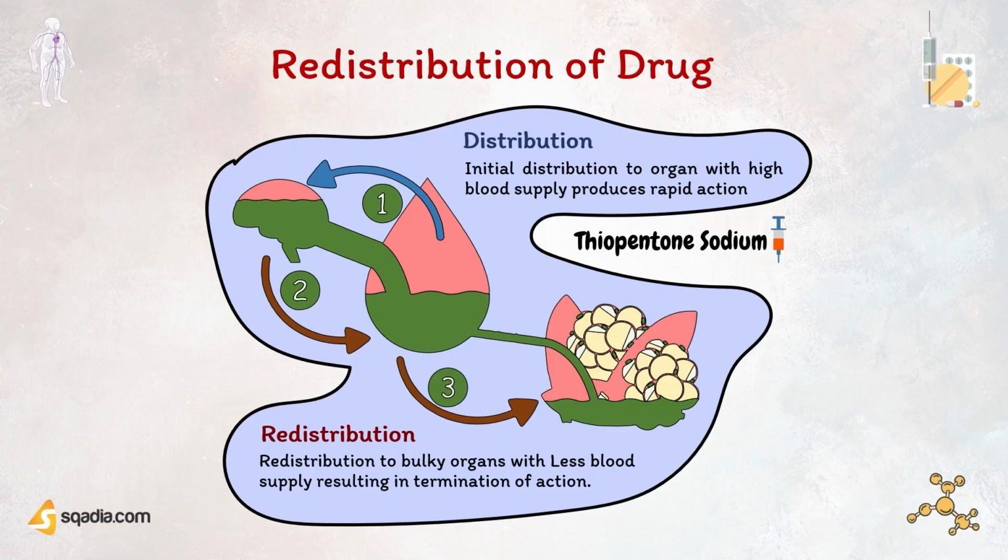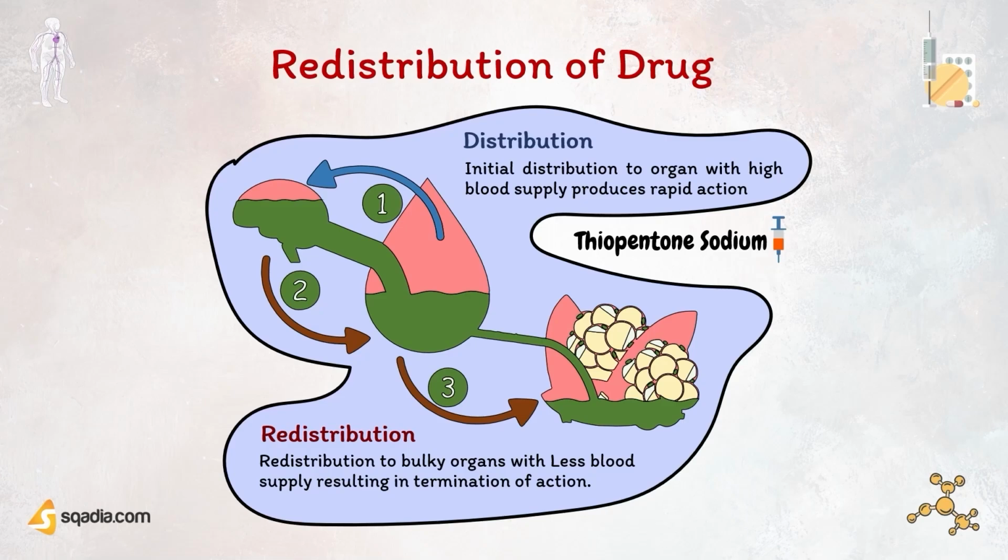For example, anesthesia drugs that undergo rapid redistribution from the CNS to other tissues, such as if you give thiopentone sodium, when in the blood, first it will be distributed in the organs with the high blood flow like brain, kidney and liver. Then it will redistribute itself into the less vascular and bulky tissues like fat and muscle, and it will proceed to the termination of drug action.